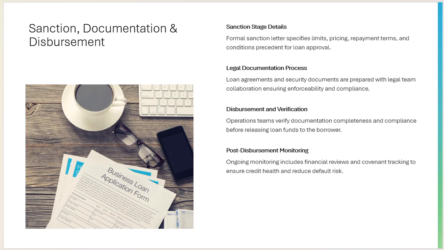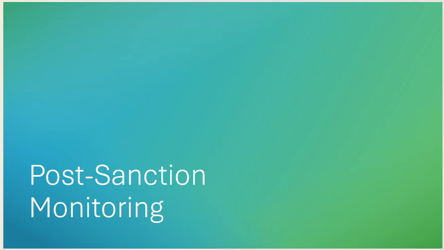Monitoring begins immediately and includes periodic review of financial statements, tracking covenant compliance, monitoring account conduct, and validating operational performance. Early warning indicators such as returned cheques, declining sales, deteriorating margins, and delays in financial submission trigger deeper analysis or corrective action. Ongoing monitoring ensures the continuous health of the account and reduces default risk. So let's move on to the next slide, which is post-sanction monitoring.